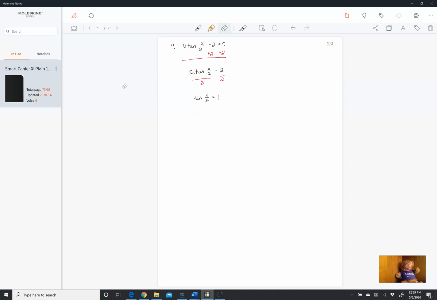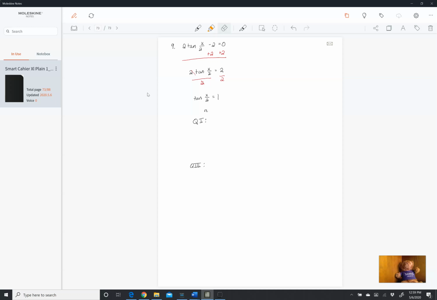Now you're going to feel obligated to get rid of this 2 now. You do not get rid of it now. As soon as you isolate your trig function, you solve, okay? So quadrants, tangent is positive. So where's tangent positive? We're in quadrant 1, and we are in quadrant 3. This is where tangent is positive.